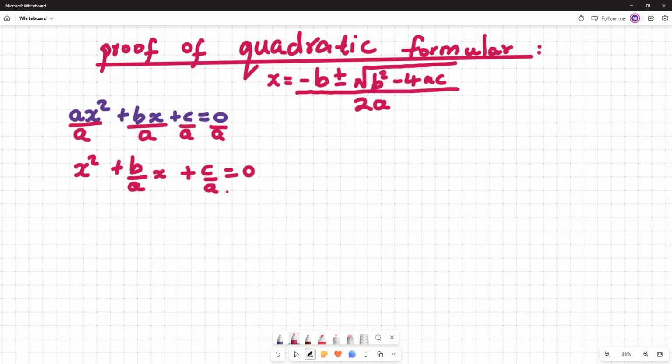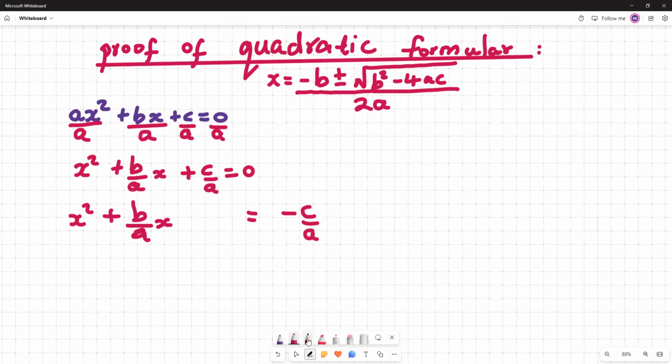Perfect. And then the second rule is you move whatever does not have x to the right. So this guy here doesn't have an x, goes there. So there's x squared plus b over a x. Let me leave a space here because we're going to add something. Let's leave a space. So let's say equals negative c over a.